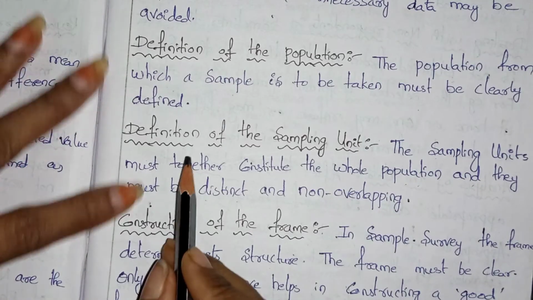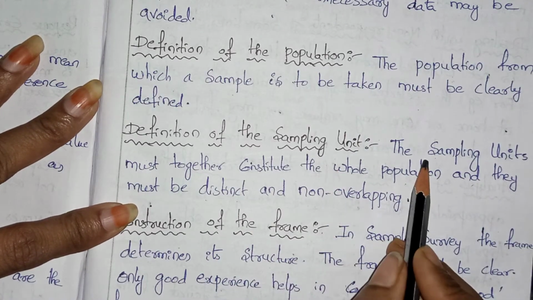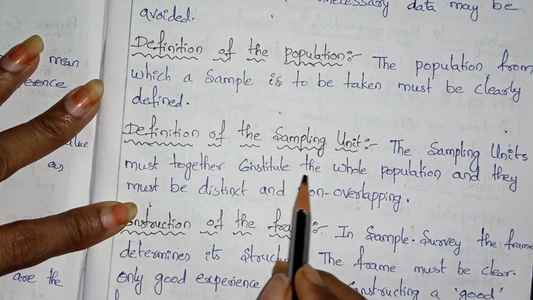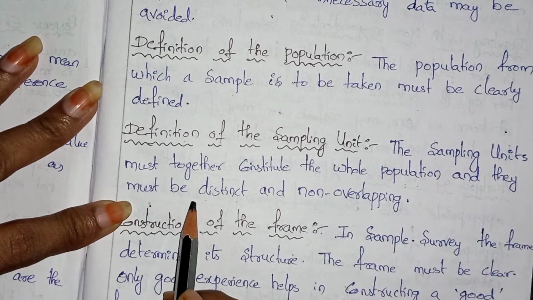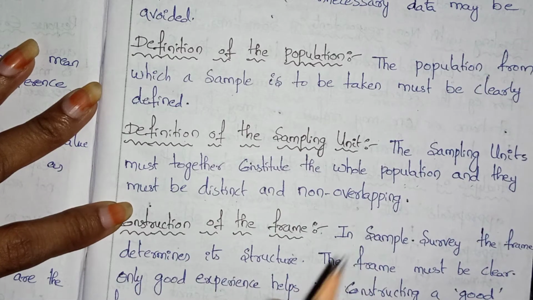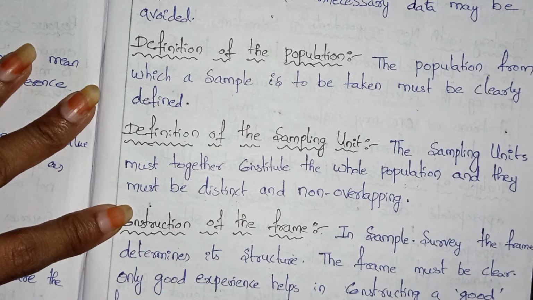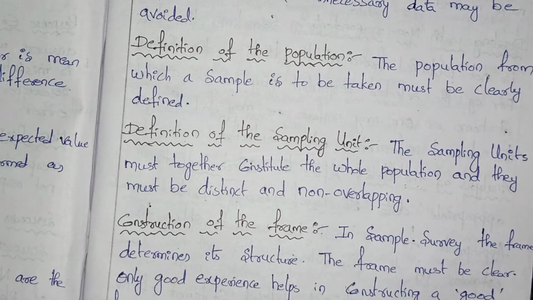Next, definition of the sampling unit. The sampling units must together constitute the whole population, and they must be distinct and non-overlapping. As I told you, sampling units are collected from the population, so if we bring all the sampling units together, they will again become the population. If we select one sample, the sample observations should not be in another sample. That is the meaning of non-overlapping. The sample observation should not be in both samples.